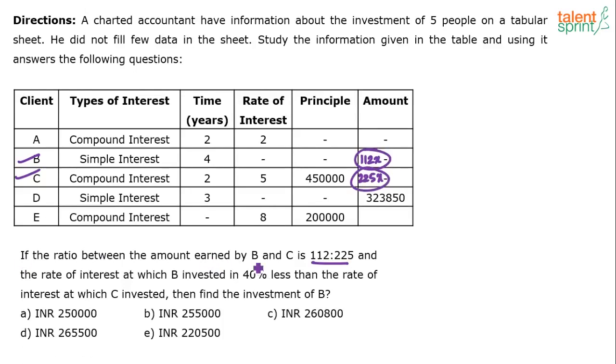So the ratio between amount earned by B and C is 112:225 and the rate of interest at which B invested is 40% less than the rate at which C invested. See, C invested at what rate? 5% per annum. B invested at 40% less than that. Now this has to be understood properly, right? Rate at which C invested is equal to 5% per annum. Rate at which B invested is 40% less than this. So 5% minus 40% of 5%.